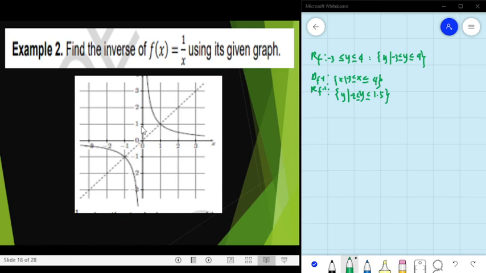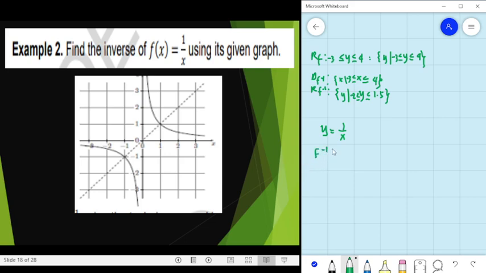Since each is a reflection of the other, it means that y equals 1 over x is its own reflection across y equals x. Therefore, the inverse of f of x, which is 1 over x, is equal to f of x. They are the same because one is the reflection of the other, so they overlap.